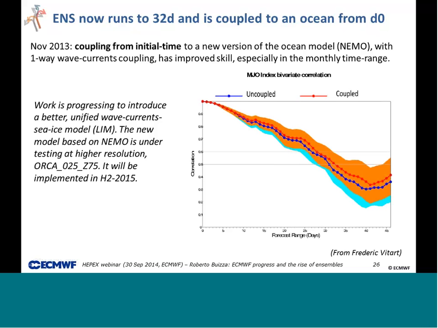What you see here is the score of the forecast with our last version, which has been implemented with coupling from day 0, versus the version before. So the correlation coefficient between our forecast of the MJO and the observation is above 0.5 up to about 32 days. If we take the 0.6 line as a threshold, we cross it at around 28 days.